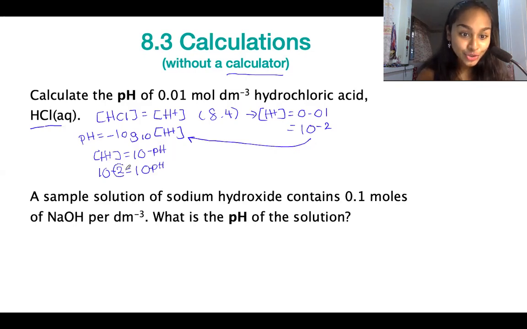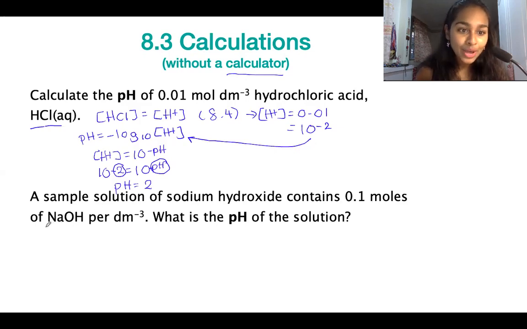So 2 is going to be the pH. Therefore, based on that calculation, I can work out that hydrochloric acid of 0.01 moles per decimeter cubed has a pH of 2. Okay, good. Let's have a look at the next question.